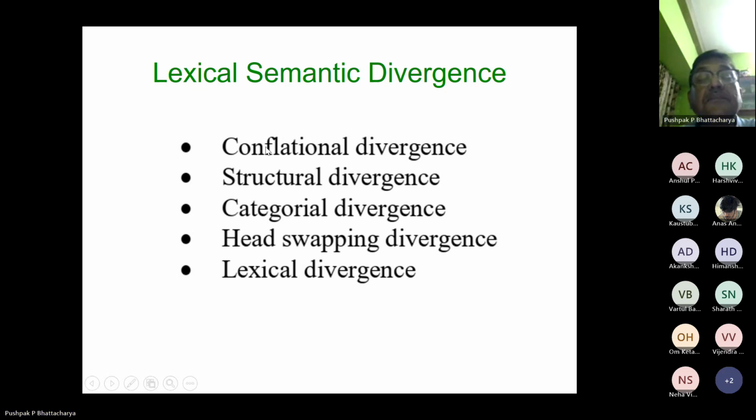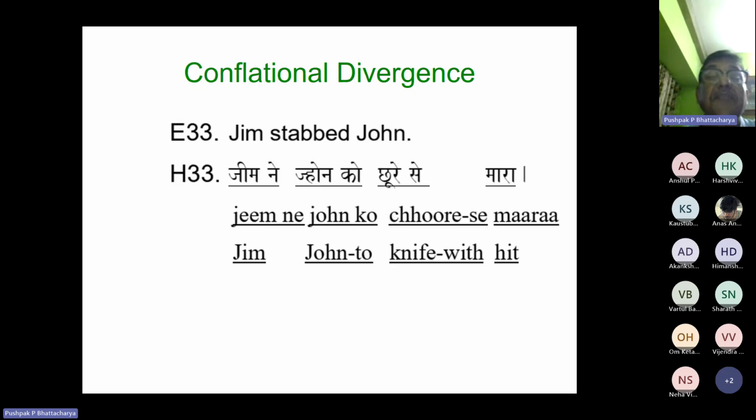Okay. So conflational divergence, structural divergence, categorical divergence, head swapping divergence, lexical divergence, these are called lexical semantic divergences. Conflational divergence is where we have conflation, a word giving rise to multiple words in the target language. Jim stabbed John. Jim ने John को छुरे से मारा. So stabbed has become छुरे से मारा. This is called conflation. Conflation means expansion. So stabbed has been expanded to छुरे से मारा. Can there be deflation? Think on this. So in English, you have a number of words which map to one word. So think of those examples.